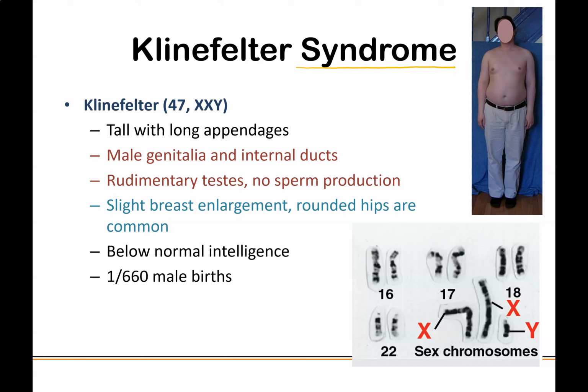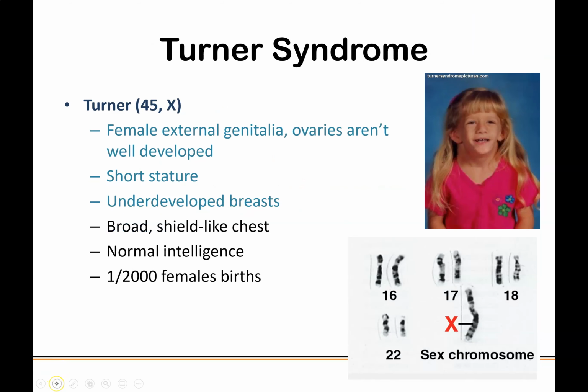Individuals with Klinefelter syndrome tend to have below normal intelligence, and this occurs in about 1 in 660 male births. Female development is not fully suppressed in this syndrome, and so you do get some of those female characteristics. And this can lead to some social problems as well, because individuals tend to have sort of ambiguous sexual development. And so this can, of course, lead to some social and emotional development problems.